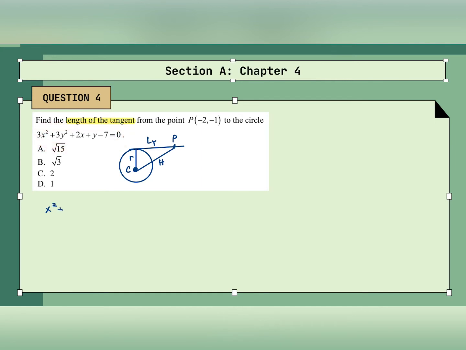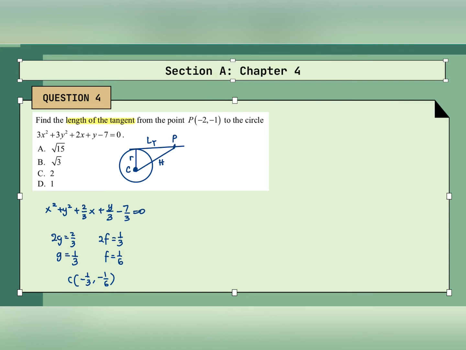So x squared plus y squared plus 2 over 3x plus y over 3 minus 7 over 3 equals to 0. Okay, so kat sini kita compare kan 2g equals to 2 over 3. So g equals to 2 bahagi 2 dapat 1, so 1 over 3. And then 2f equals to 1 over 3, f equals to 1 over 6. So your center is actually dekat negative 1 over 3, negative 1 over 6.